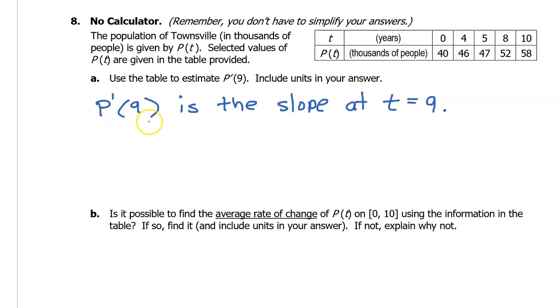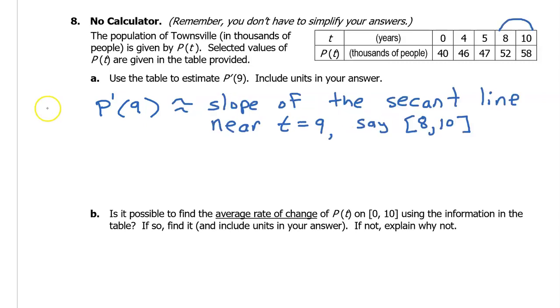P prime at 9 is the slope of the function at t equals 9. However, we don't have an actual function, we can't graph it, we can't find the derivative of it, so we're unable to find the exact slope of the curve at t equals 9. However, P prime at 9 is approximately equal to the slope of the secant line near t equals 9. For example, from 8 to 10.